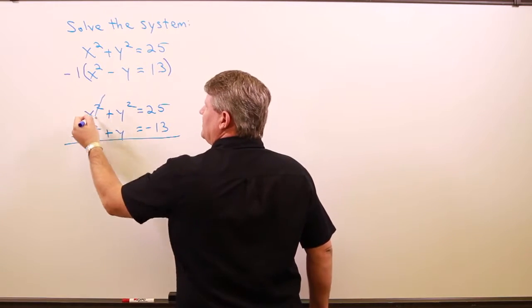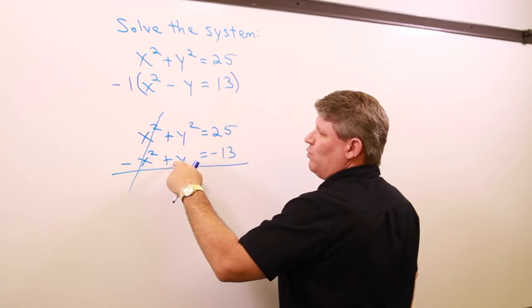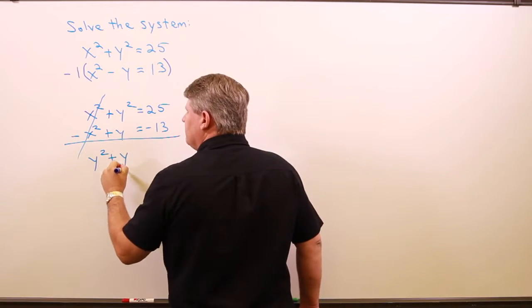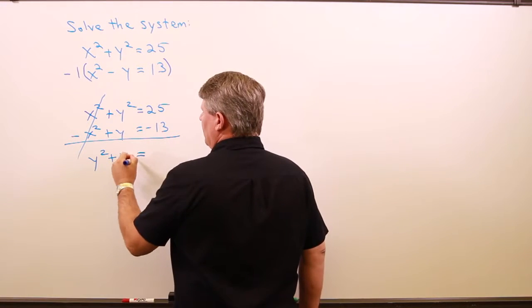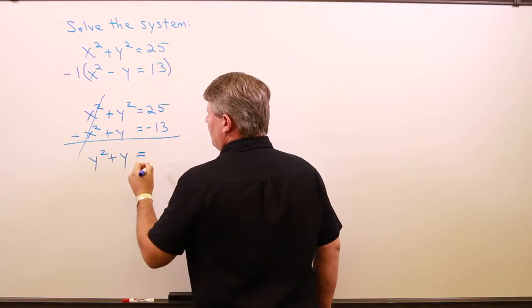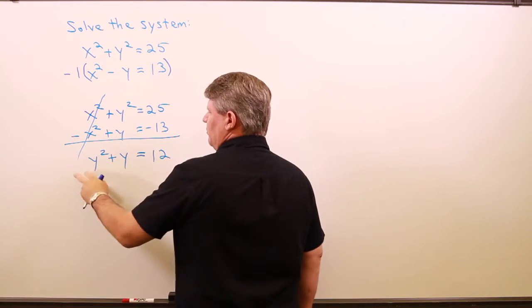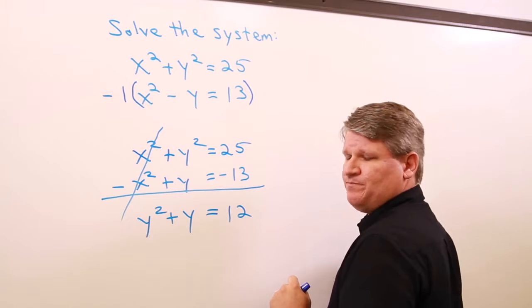Again, notice when I add these equations, the x squares cancel. Y squared plus y, they're not like terms, but I can add them and say that it's just y squared plus y. On the right side, 25 plus negative 13 gives me 12. And I now have a simple quadratic equation in one variable.